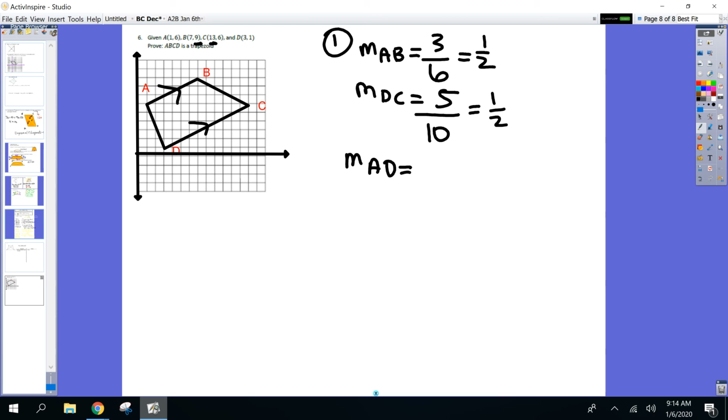Do I have one? Oh, okay. No problem. What do you got for me? Yep. -5 halves. Perfect. And then how about the slope of somebody? Slope of BC now.